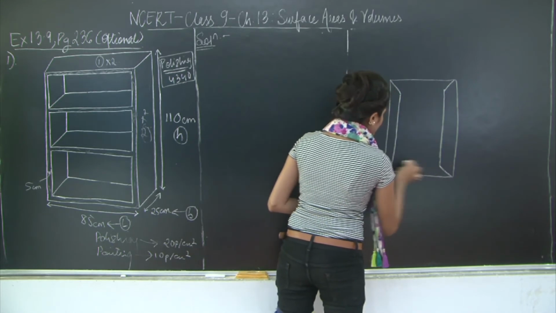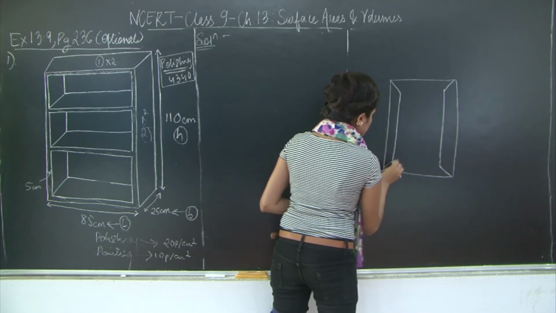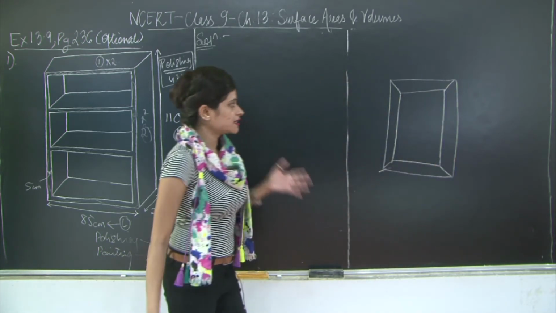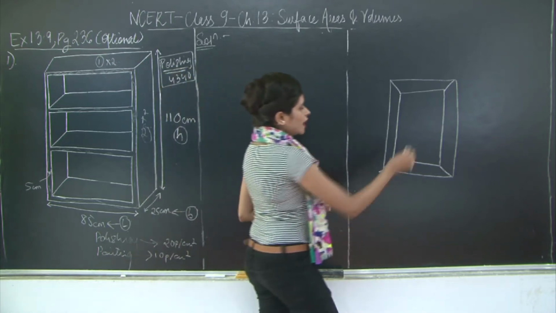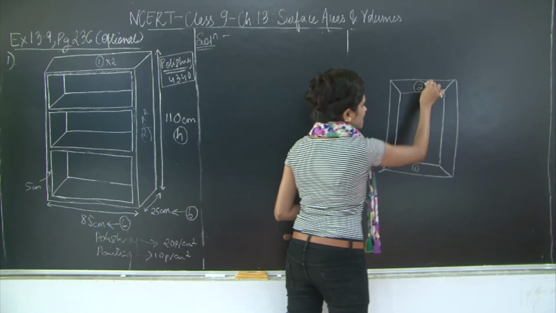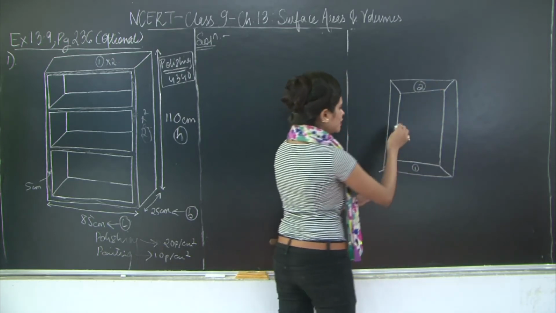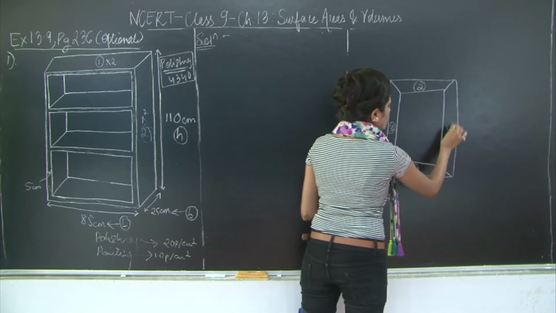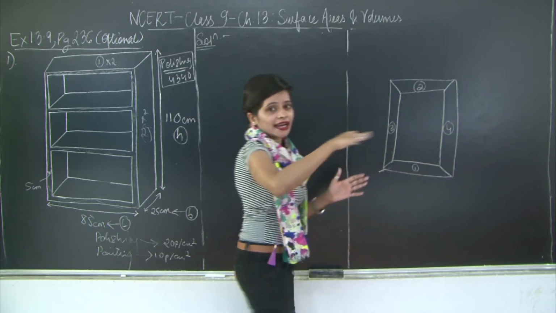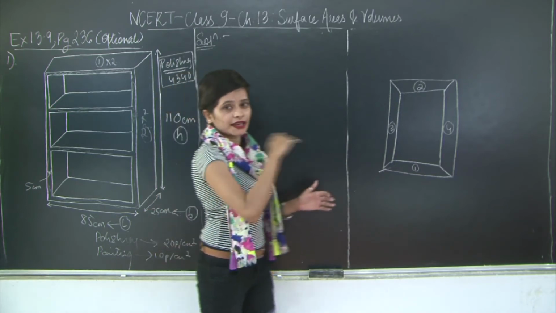I'm just trying to draw it as three-dimensional as possible. So we are going to take a look at this bookshelf as a whole once again. Now what do we have? We have this base and this as the top. They both are going to have the same area. This one and this one are also going to have the same area. And then we have a third section that is behind, that has all the slabs laid on it, right?